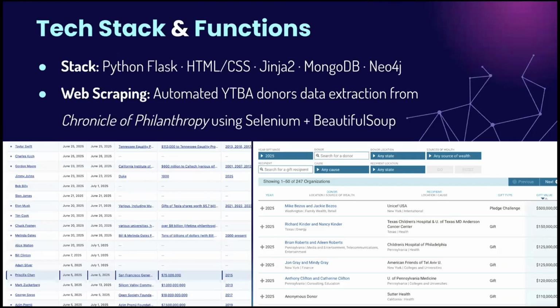Yeah, so for our tech stack, we use Python and Flask for the backend with HTML, CSS, and Jinja 2 to handle the front end and templating. We store our data in MongoDB and use Neo4j to manage relationship-based queries and connections. We also utilize Selenium and Beautiful Soup to web scrape data directly from the Chronicle of Philanthropy, which is basically a big database for recent major donations. As you can see in the screenshot in the bottom right, there's the Chronicle of Philanthropy, and we inputted all of the data into our website's donor database, shown in the screenshot to the left.